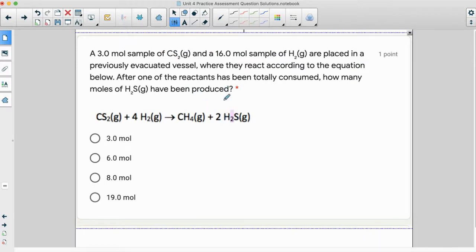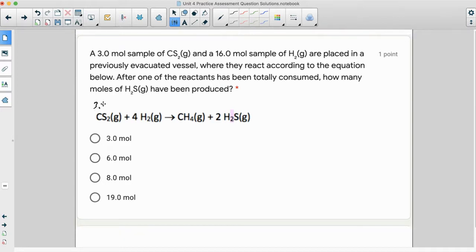Next problem, we have 3.0 moles of CS2 and 16.0 moles of H2. So there are several different ways to do this limiting reactant problem, this stoich problem, and it says that after one of the reactants has been totally consumed, how many moles of H2S have been produced. So we want to know the moles of this, but first we need to find the limiting reactant.